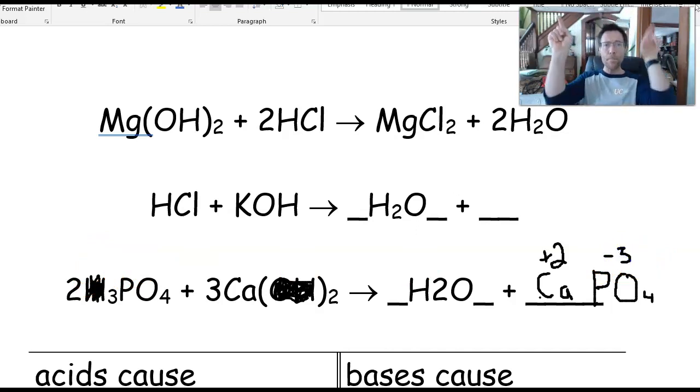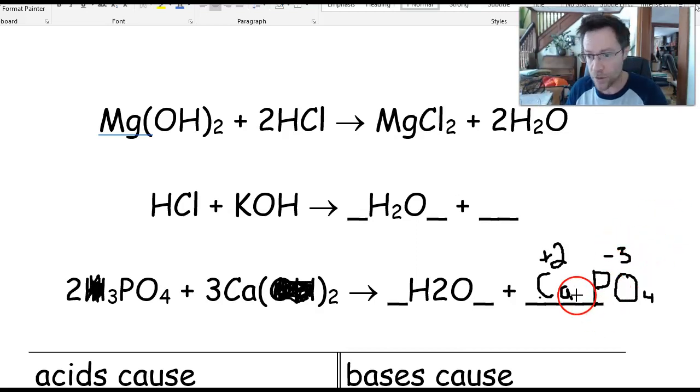And now we're going to do the crossover, the drop and flop, whichever you'd like. So we're going to take this number 3 and put it down here. I'll have 3 calciums. I'm going to take this 2 and drop it down here.